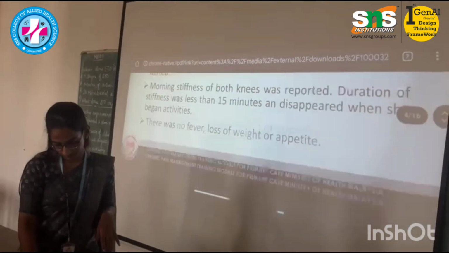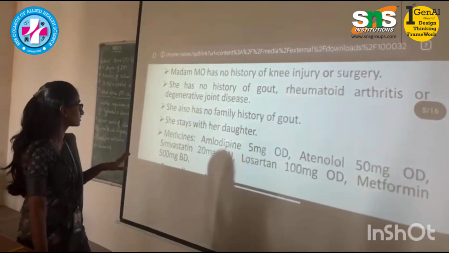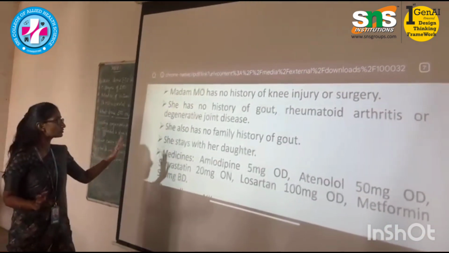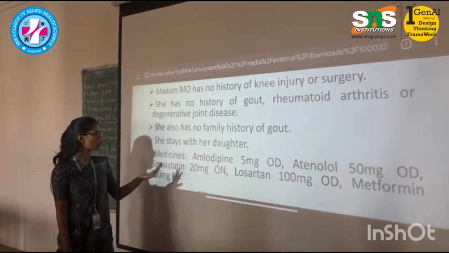And next, she has no history of knee injury or surgery. She also has no history of gout, rheumatoid arthritis or degenerative joint disease, and no family history of gout.